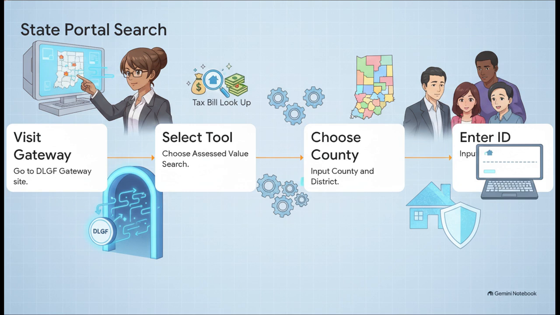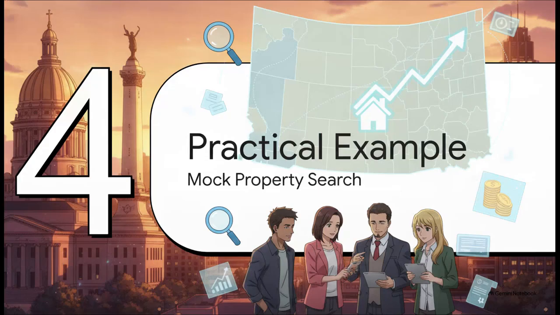Select the Tax Bill Lookup or Assessed Value Search tool. Step 3. Input your specific county and taxing district. And Step 4. Just enter your physical address or that 18-digit parcel ID we learned about earlier. This will pull up the official state projections, and it is just a fantastic tool for seeing the big picture of your tax obligations.